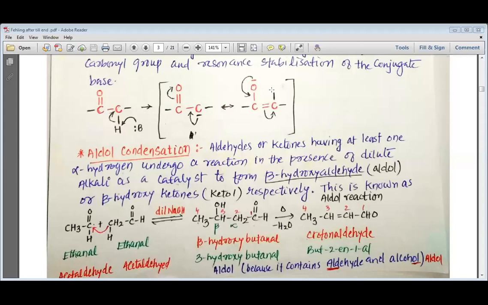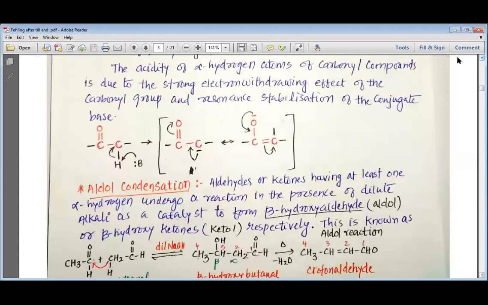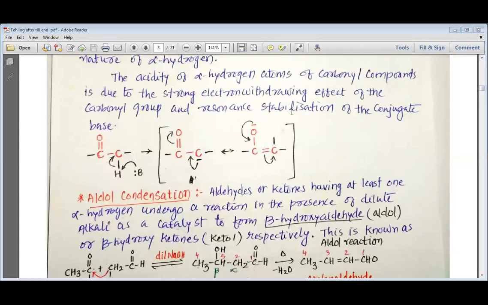In the last period, my dear students, we have started studying about the aldol condensation. To study the aldol condensation, we need to understand a few things which are very important for us to study. Let us have a look at the kind of attack that a base does on a particular carbonyl compound and what happens.